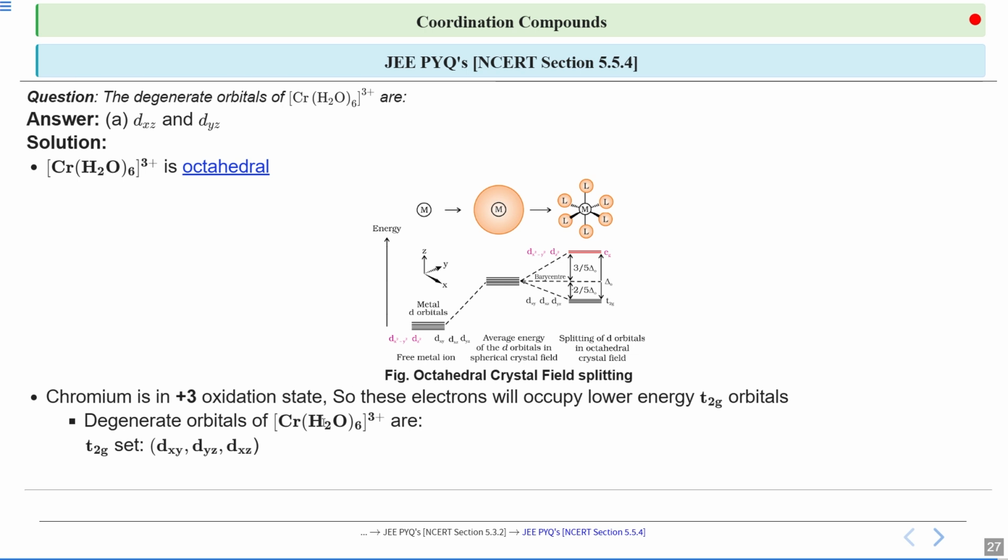The degenerate orbitals of [Cr(H2O)6]3+ will be the t2g set, which is dxy, dyz and dxz. Each electron of Cr3+ will occupy each d orbital in the t2g set according to Hund's rule. The other set is the eg set, having dx²-y² and dz² orbitals, but they are at a higher energy level than t2g, and the electrons will not fill these d orbitals. They will only fill the t2g set for this complex. So that's why our correct answer is option A, that is dxz and dyz.